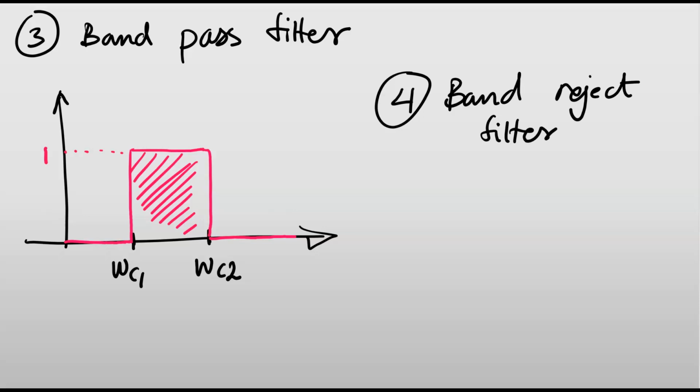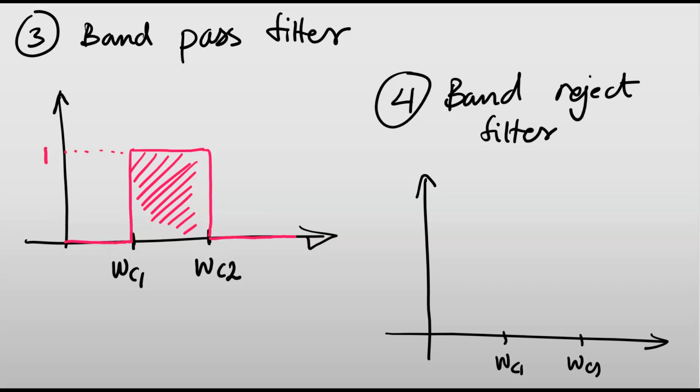Or it is also called a stop band filter. And in a band reject filter, what will happen is, again, the opposite of the band pass filter. So we still have the same two cutoff frequencies, omega c1 and omega c2, but this time frequencies smaller than omega c1 and greater than omega c2 can go through the circuit, but those frequencies between omega c1 and omega c2 cannot go through.